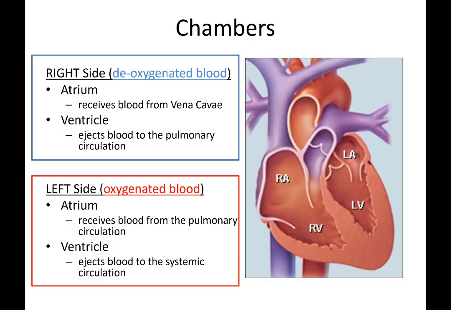So in summary, the chambers are on the right side. We have the right atrium. It's getting deoxygenated blood from the body. It will send it down into the right ventricle. The right ventricle will eject it into the pulmonary circulation to the lungs. It comes back from the lungs into the left atrium, which will drop it down into the left ventricle. When the left ventricle contracts, it pushes through this valve and sends it out the aorta to the whole body.